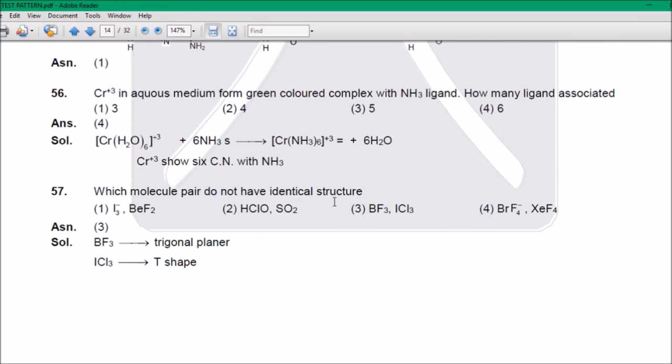Which molecule pair does not have identical structure? So 3. This one, BF3 and ICl3.